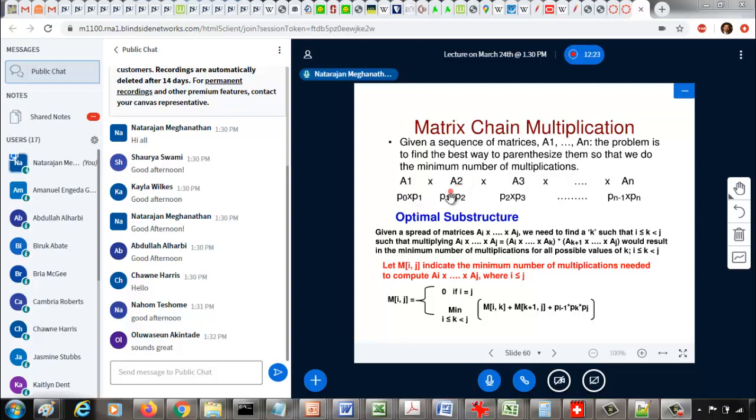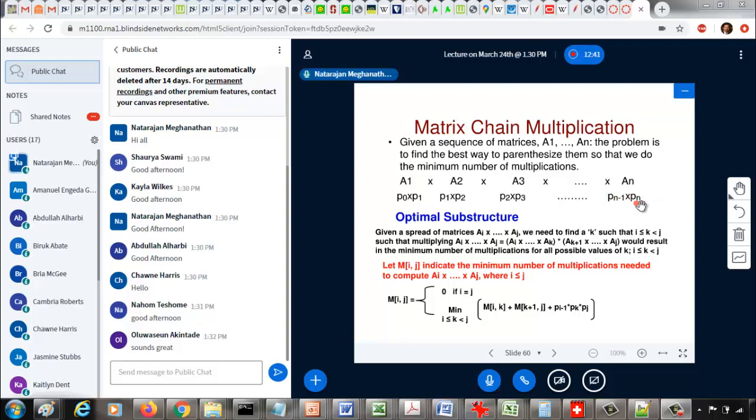And A2 is going to have P1 rows and P2 columns. A3 is going to have P2 rows and P3 columns. So that's the convention you're going to follow. So AN is going to have Pn minus 1 rows and Pn columns.